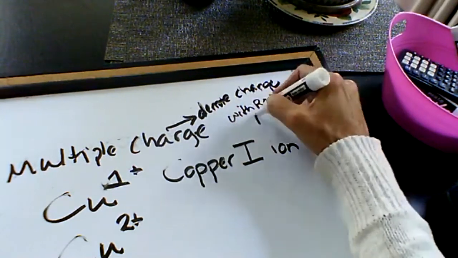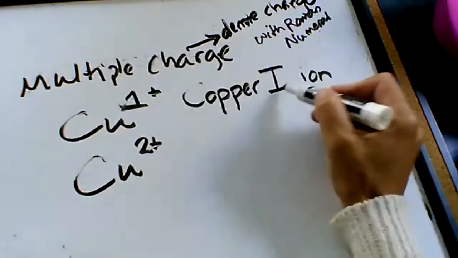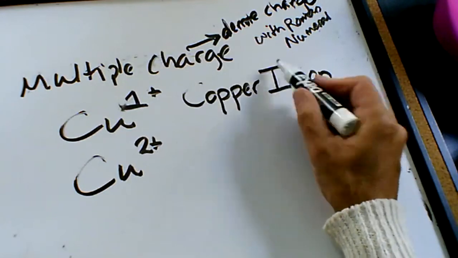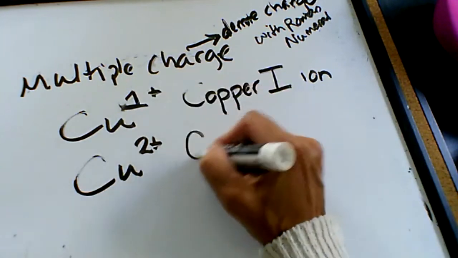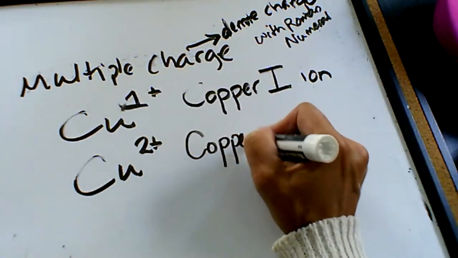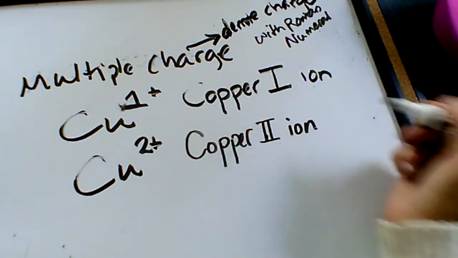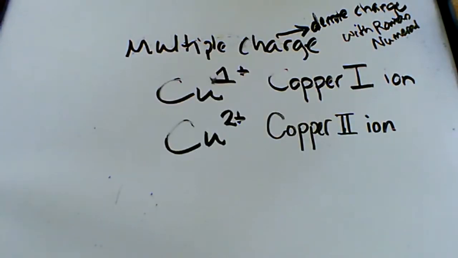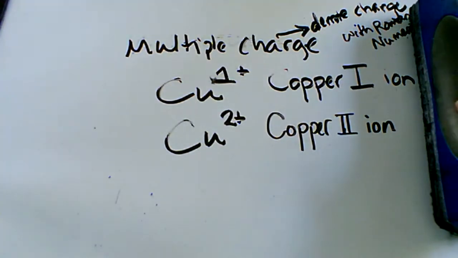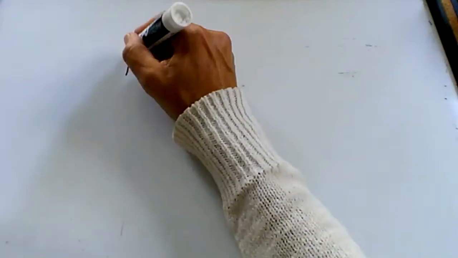So what I've done here is I've used a Roman numeral. Right here I use the Roman numeral 1 because my charge over here is a 1. Down here, since my charge is a 2, I will use a Roman numeral of 2. I will call this the copper 2 ion. Now there is no copper 3 ion, but you can imagine what it would look like.